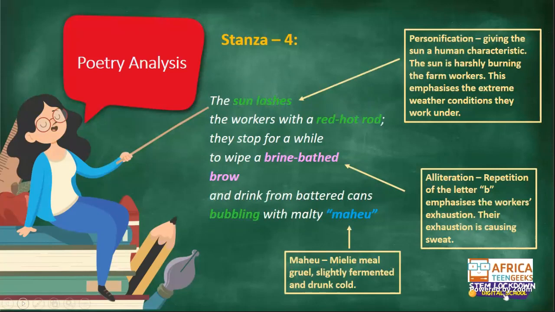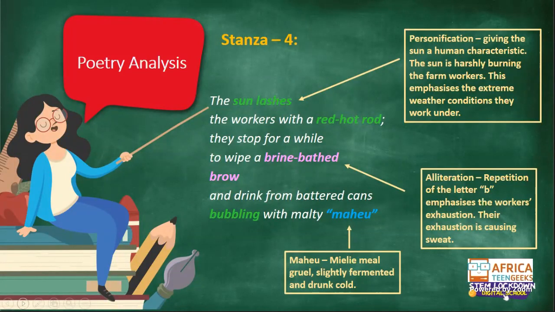And they stop for a while to wipe their brine-bathed brow, another alliteration, which emphasizes exhaustion. Brine is like sweat, right? So they have all of the sweat on their foreheads, on their brows. And mahewu, some of you may not know what mahewu is. It's a mealie meal drink that is drunk when cool.